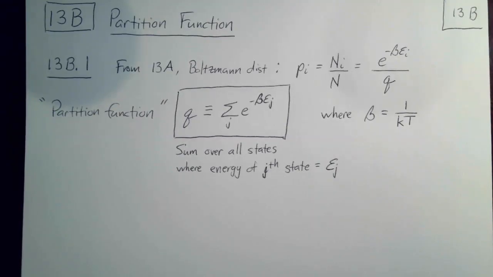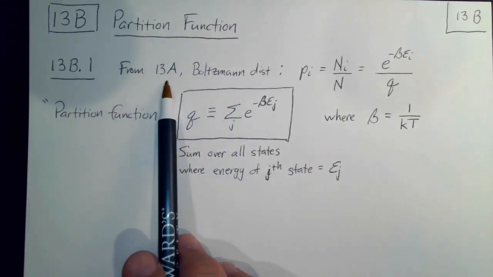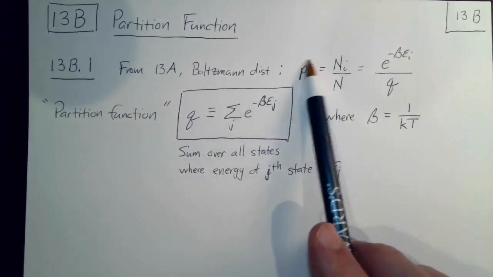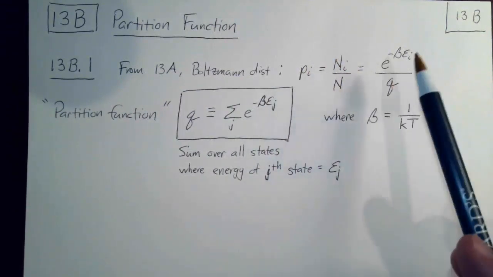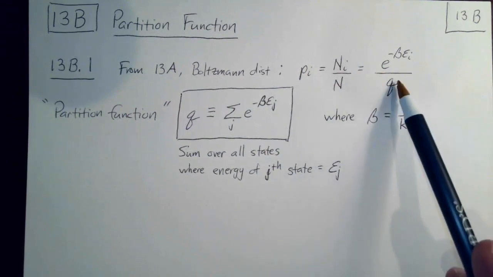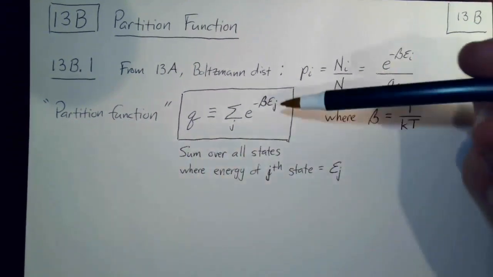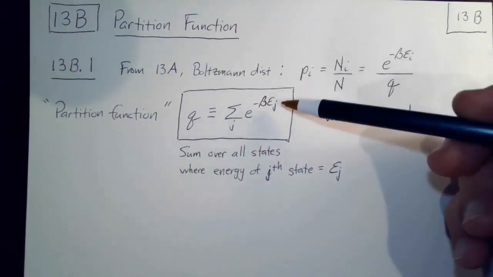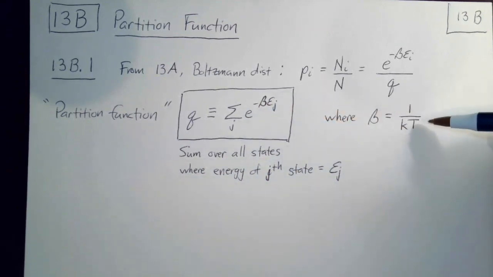In this video, I'd like to talk more about the partition function. In the previous section, 13a, we derived this Boltzmann distribution, which tells us that the population of state i over the total number of states is equal to this, where the denominator is what we call the partition function. The partition function was defined to be the sum over this quantity for all states j, where the energy of the jth state is epsilon j, and beta is 1 over kT.